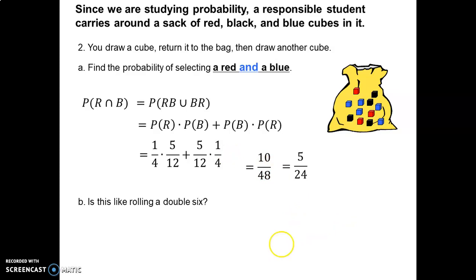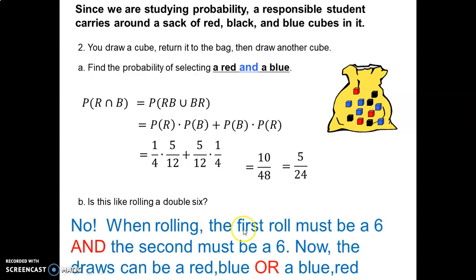Is this like rolling a double 6? Well, not quite, because when rolling a double 6, the first roll must be a 6, the second roll must be a 6. But in this case, we can draw a red blue or a blue red. So this is very different. With the double 6, we would have just done 1/6 times 1/6. We didn't have to worry about this adding thing, right? Because we got a 6 and a 6. Here we can get a red first, then blue, or a blue, then red, and that's very different.